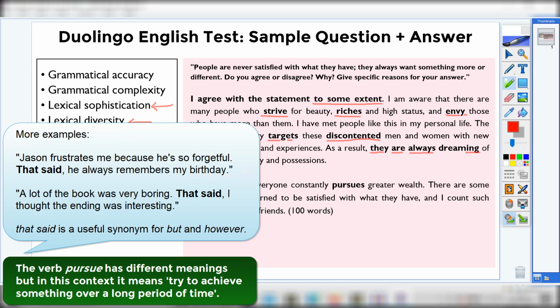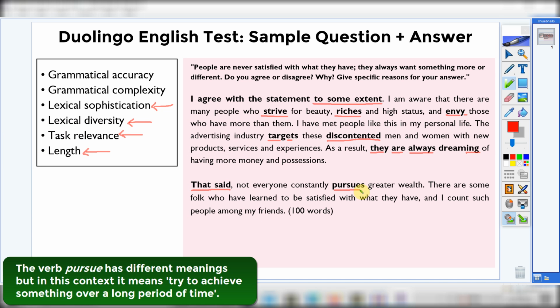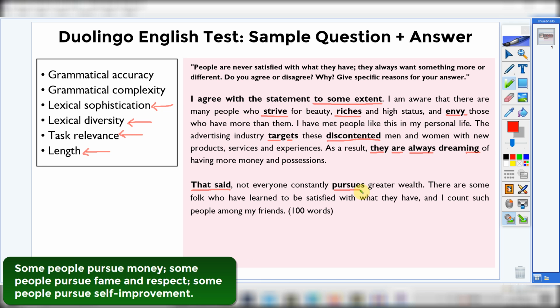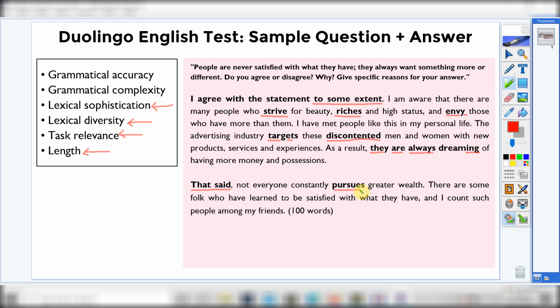The verb pursue has different meanings, but in this context it means try to achieve something over a long period of time. Some people pursue money, some people pursue fame and respect, some people pursue self-improvement. So the pronunciation is pursue.